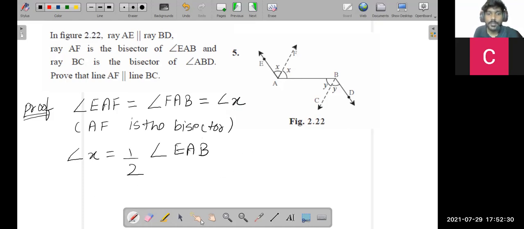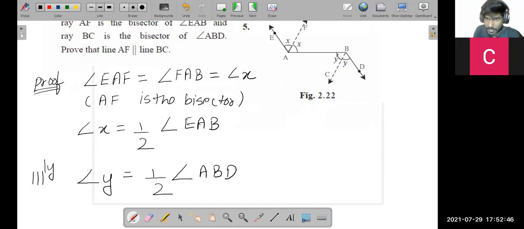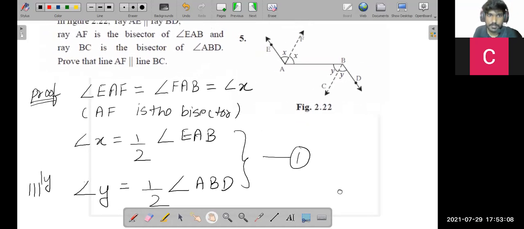Yes, sir. Similarly, in the exact same way, angle Y will be half of angle ABD. This is half of the entire one. Correct? Have you understood? Yes, sir. Okay. So we'll name this as equation number 1. Okay, right up to here. Okay, sir.